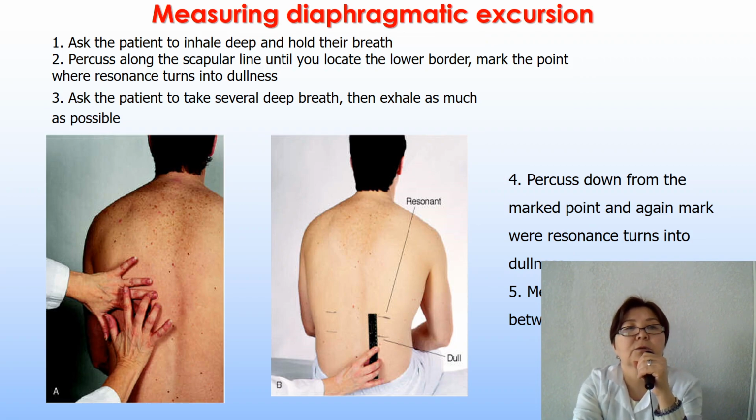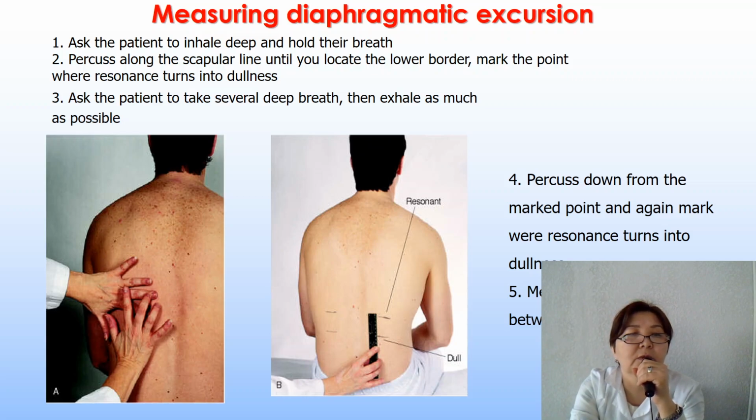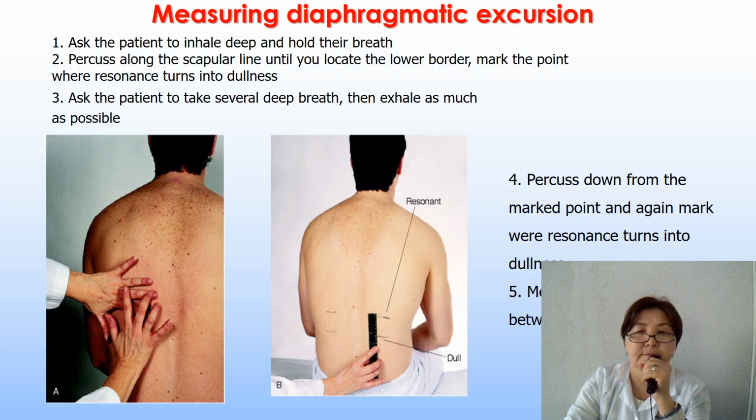Measuring diaphragmatic excursion. Ask the patient to inhale deeply and hold their breath. Percuss along the scapular line until you locate the lower border. Mark the point where resonance turns into dullness. Ask the patient to take several deep breaths, then exhale as much as possible. Percuss down from the marked point and again mark where resonance turns into dullness. Measure the distance between the marks.